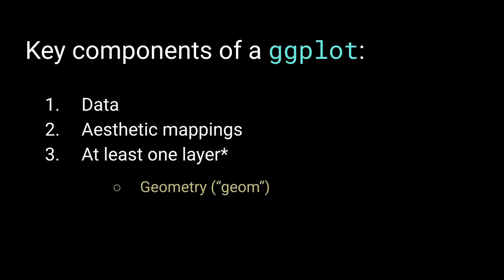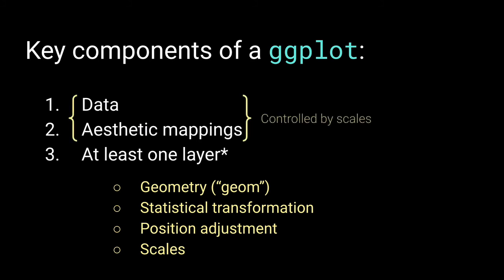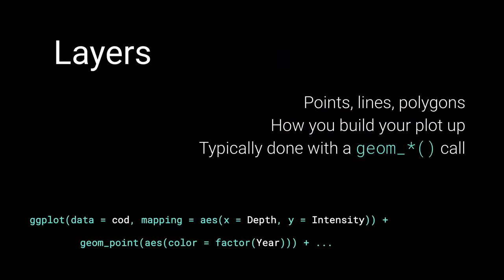So the components of the layers are the geometry itself, a statistical transformation, a position adjustment, and 1 or more scales mapped to aesthetics. And just a note here, I didn't mention it in the first video, but now you should know that those 2 essential components, the data and aesthetic mappings, their appearance is controlled by scales, this thing that is a component of the layer. So we'll talk through what that means.